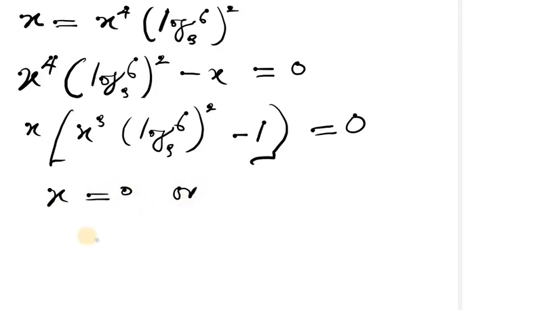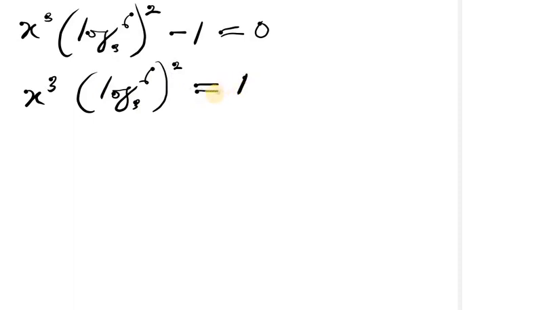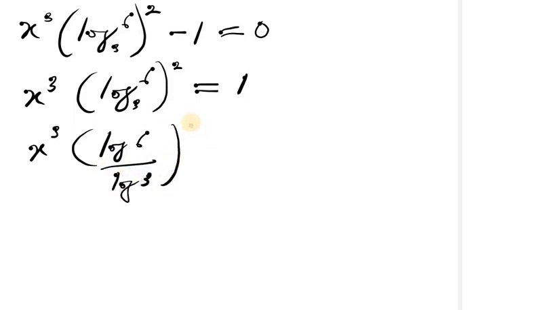So we are going to have x to the power of 3 into log of 6 to base 3, all to the power of 2, minus 1 equals 0. I have copied this down here, so we can take this negative 1 across the equality sign, and we are going to have x to the power of 3 into log of 6 to base 3 all to the power of 2 equals 1. Now log of 6 to base 3 is simply log of 6 divided by log of 3, all to the power of 2, equals 1.